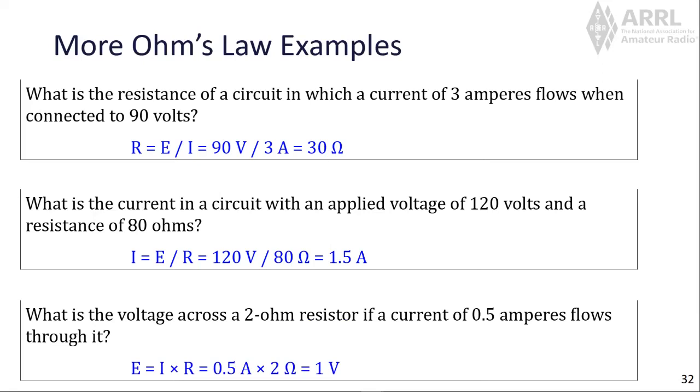What is the voltage across a 2 ohm resistor if a current of 1/2 amp flows through it? So we know R and we know I. The formula would be I times R. 2 times 1/2 would be 1 volt.